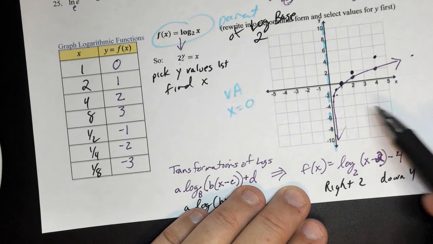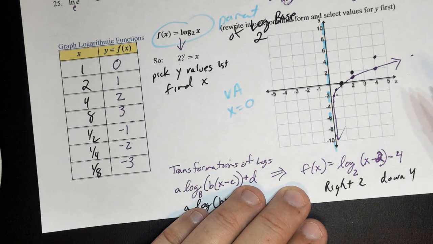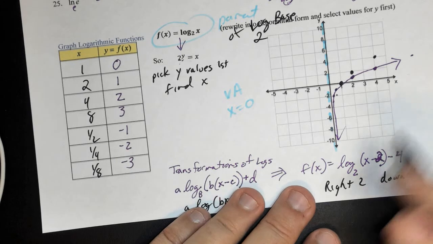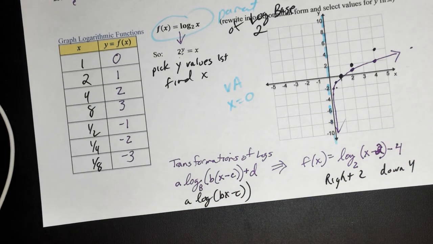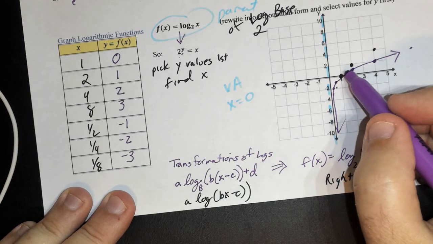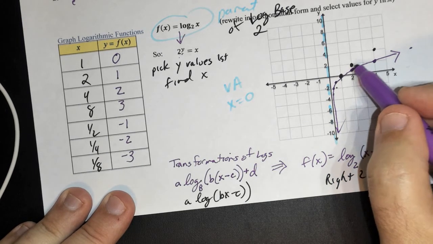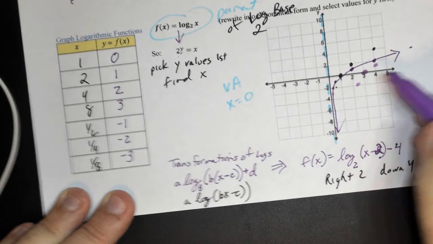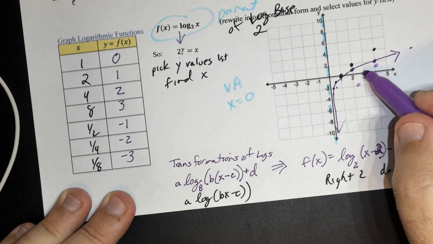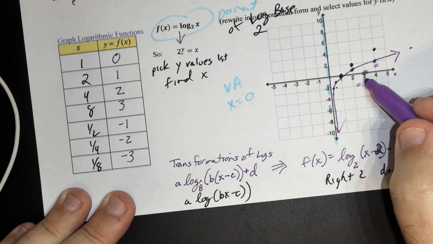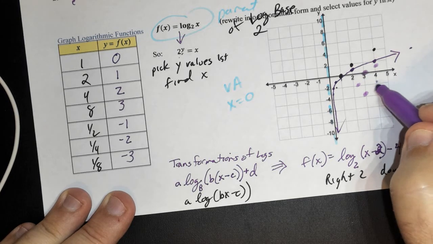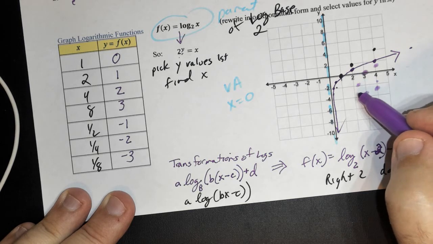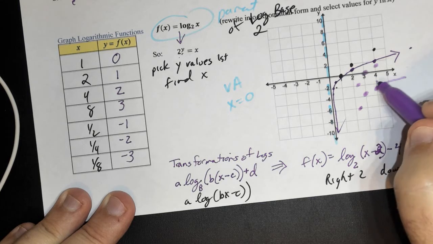Now be careful with your graphs because I screwed it up. Make sure you count. These are by 1s and these are by 2s. Okay, so right 2, every point on this graph would go right 2, so it would be 1, 2, and then we'd go down 4. So down 4, and you'd end up with something that looks like this.